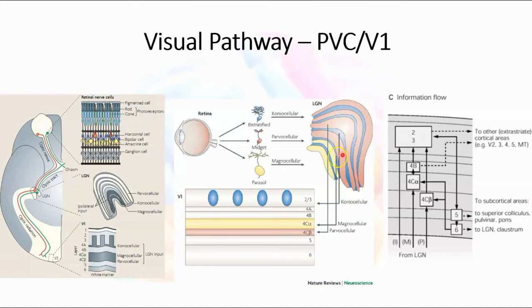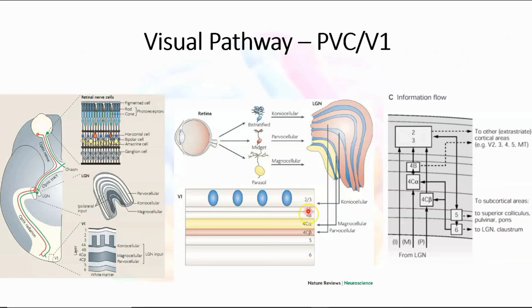The magnocellular layers send input signals to the cortical layer 4C alpha. Parvocellular layers send input signals to the cortical layers 4C beta and 4B. However, koniocellular layers send direct input to layers 2 and 3.